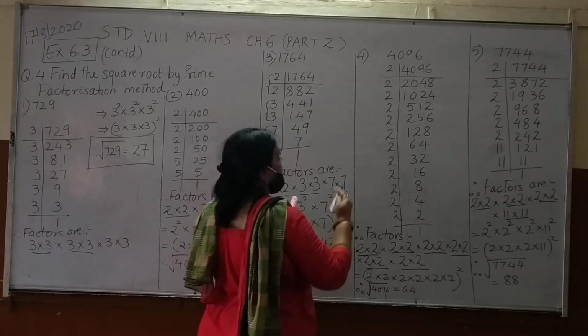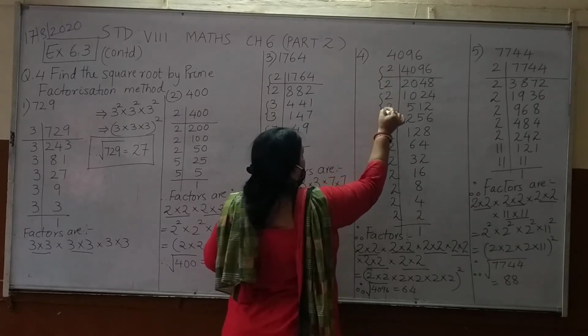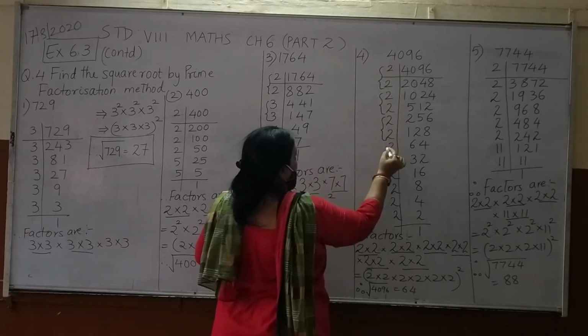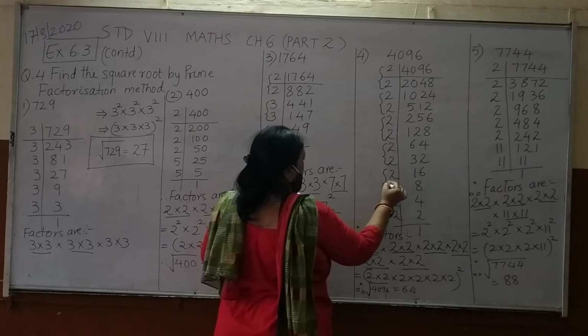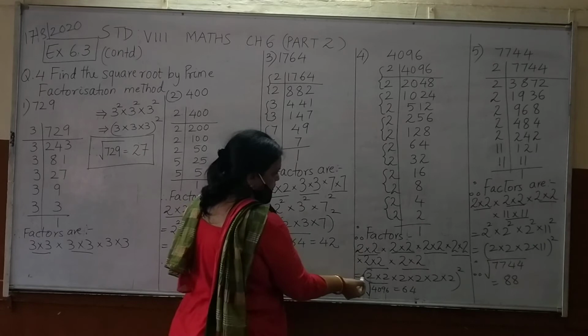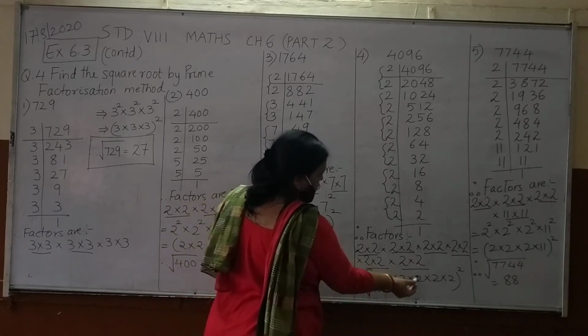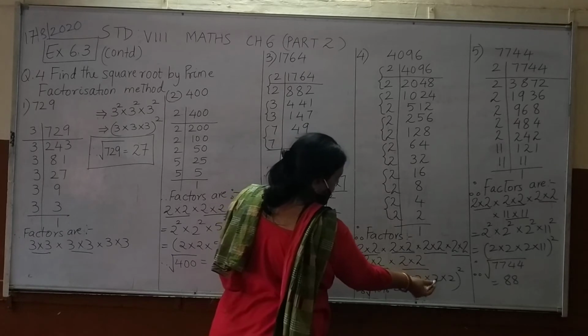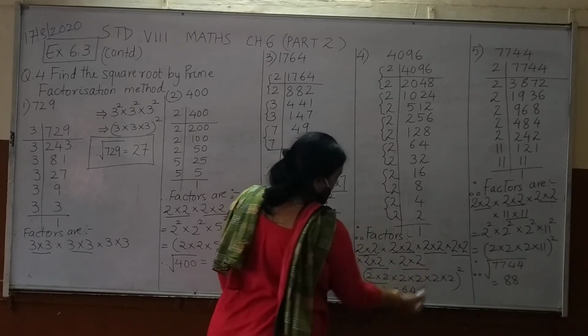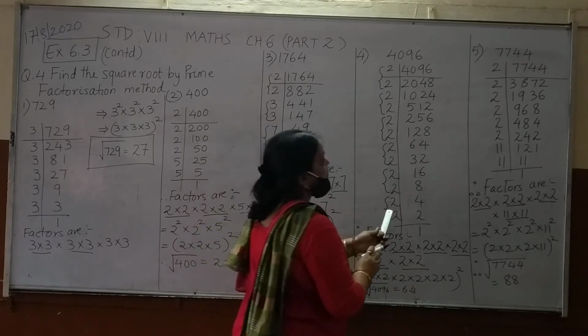Fourth one, 4096. We start with 2. 2 into 2, first pair, second pair, third pair, fourth pair, fifth and sixth. Okay? So we get 2 into 2 into 2 into 2 into 2 into 2 raised to 2. So answer is 64.